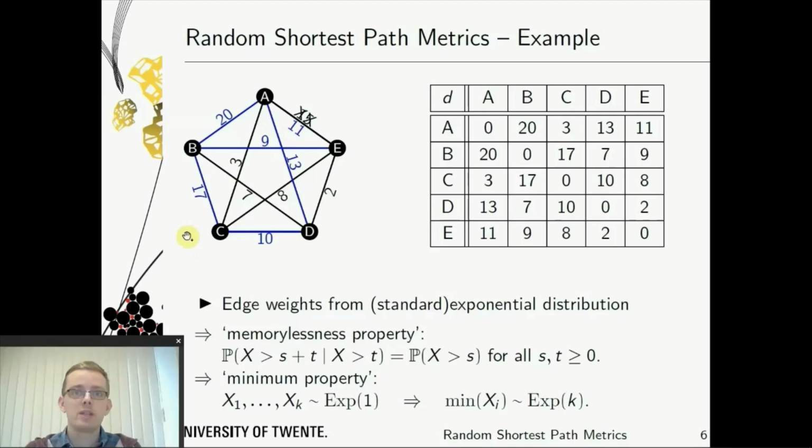One of the concessions that we made in our model, to keep the model analyzable, is to use the exponential distribution to generate the edge weights. The main advantage of using the exponential distribution lies in the two properties that we've listed here, the memorylessness property and the minimum property.